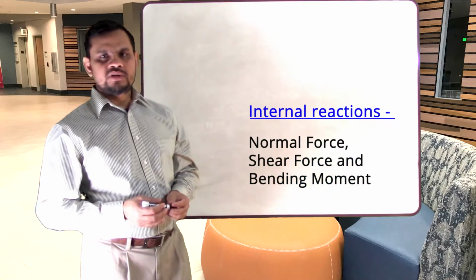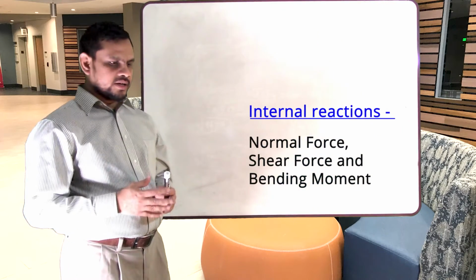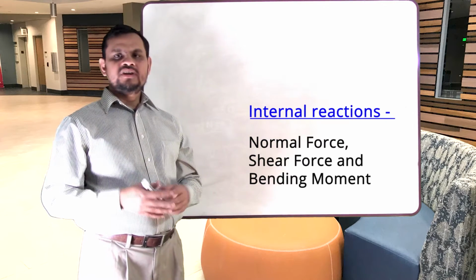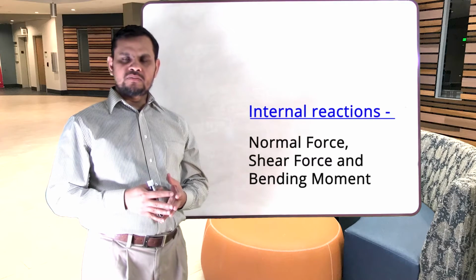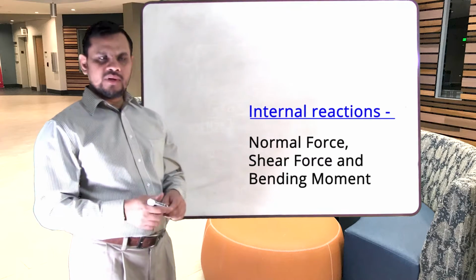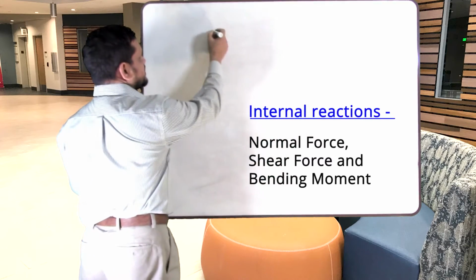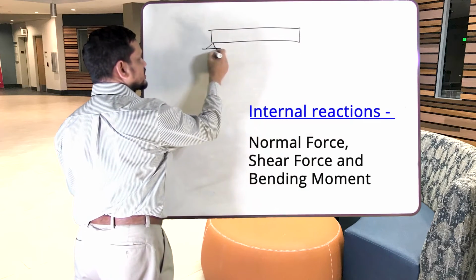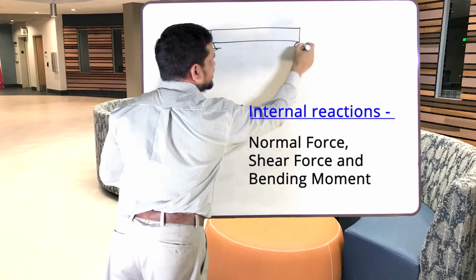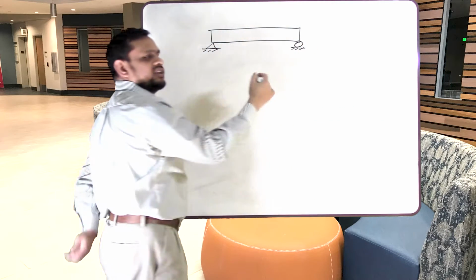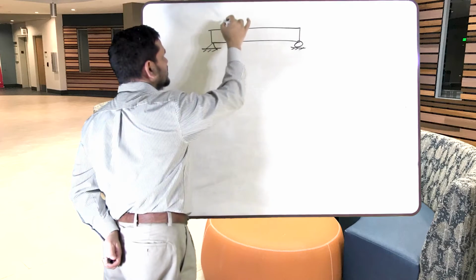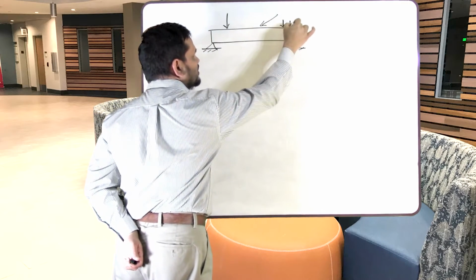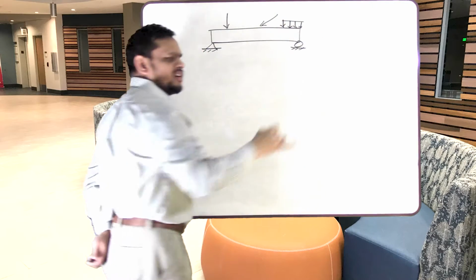In this video I will try to discuss what is internal reaction, or different types of internal reaction that may come inside a beam. Say, this is our beam. It has two supports, one is a hinge, one is a pin, and say it has different types of load. One load here, one load here, some uniformly distributed load here, etc.